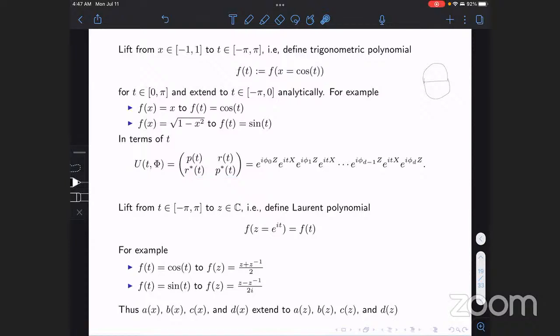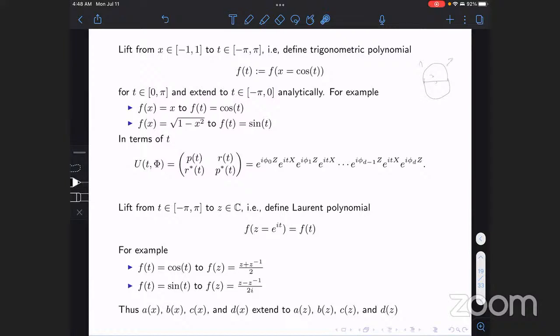Now, once we lift it down to the unit circle, we can in fact further lift it onto the whole complex plane, right? And there's nothing stopping us from doing that. So again, we're doing analytic continuation. For the same f, we're going to define these Laurent polynomials f(z), which on the unit circle are just given by this f(t) function that we just obtained.